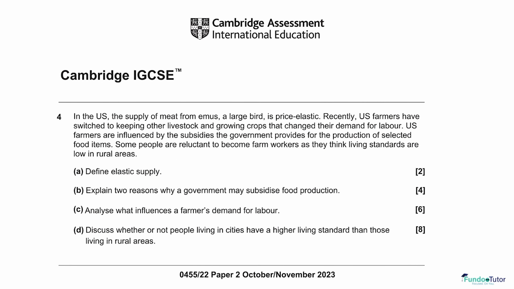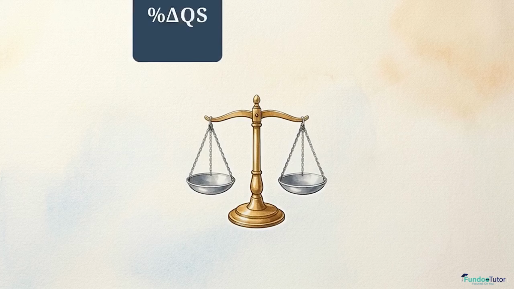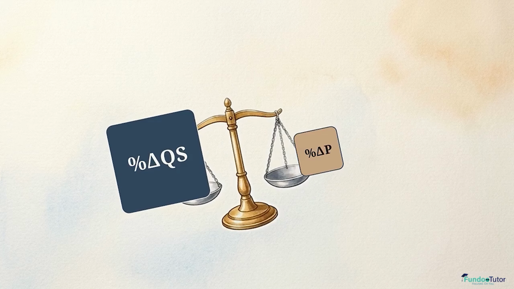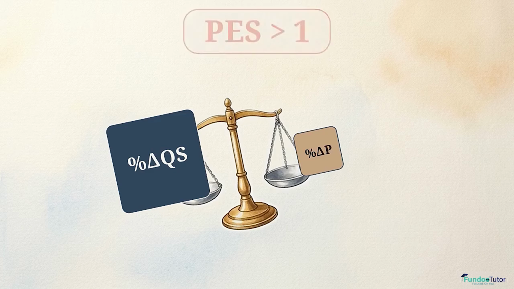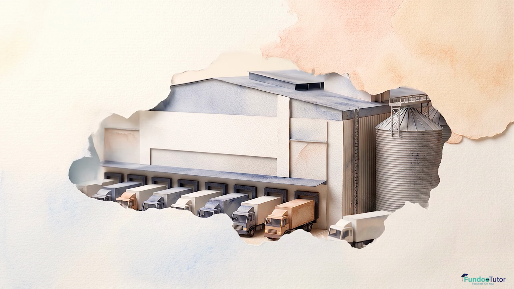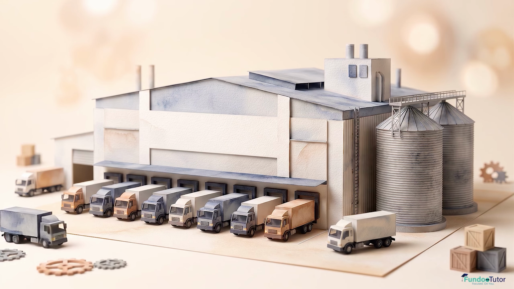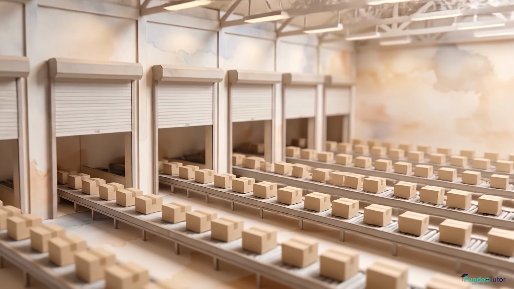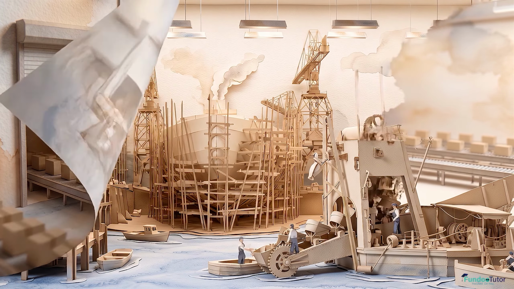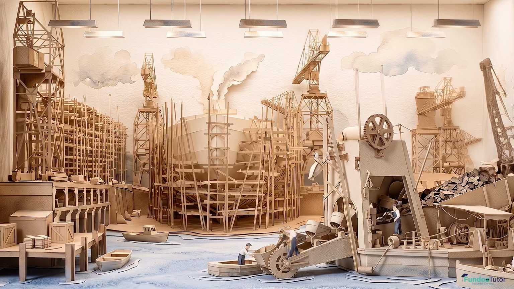Question 3 asks us to define what elastic supply means in practice. Supply is considered elastic when the percentage change in quantity supplied is greater than the percentage change in price. Because the numerator is larger than the denominator, this imbalance mathematically guarantees a PES value greater than 1. In the real world, this means the producer has the physical capacity and financial flexibility to flood the market with goods the moment prices start to rise. Let's see how that physical capacity applies to specific industries.